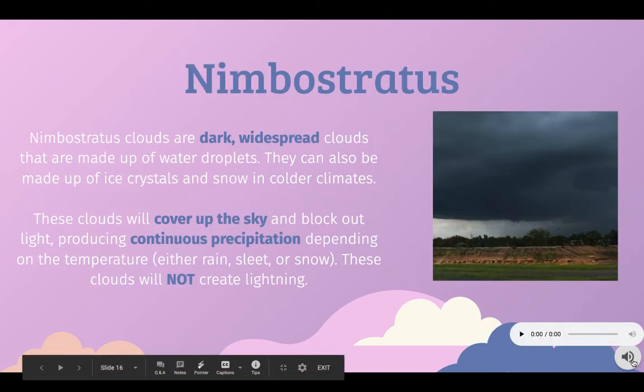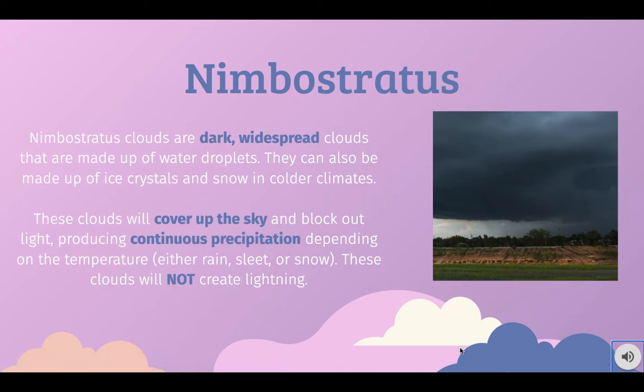What is a nimbostratus cloud? Nimbostratus clouds are dark, widespread clouds that can be made up of water droplets. They can also be made up of ice crystals and snow in colder climates. These clouds will cover up the sky and block out light, producing continuous precipitation depending on the temperature, either rain in warmer climates or sleet and snow in colder climates. These clouds will not create lightning.